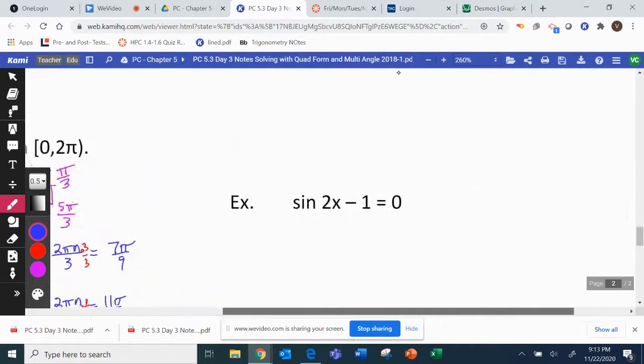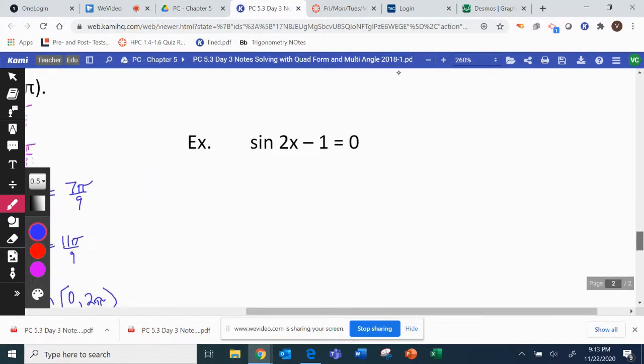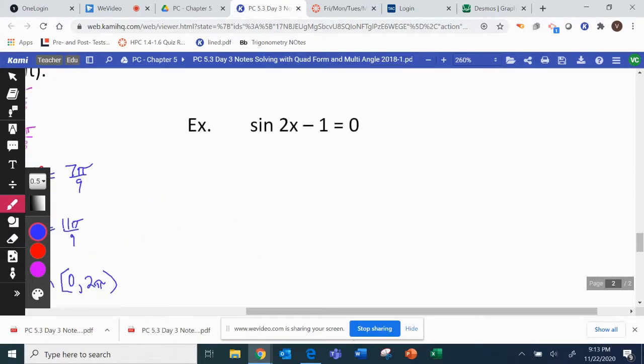Okay. Next one, sine 2x equals 1. So I'm going to first solve for just 2x. So sine 2x equals 1. So 2x would be, let's see, where is sine equal to 1? It would be at just pi over 2.